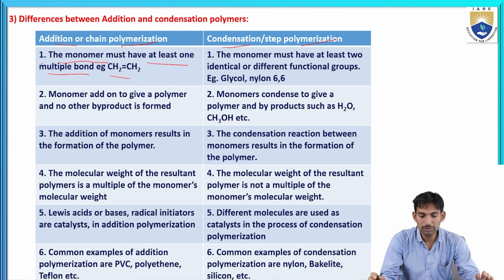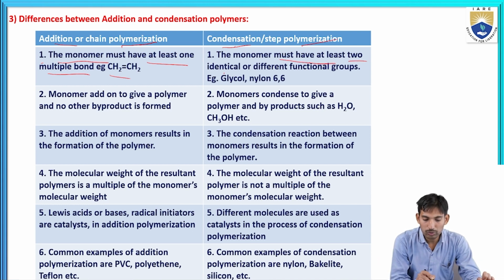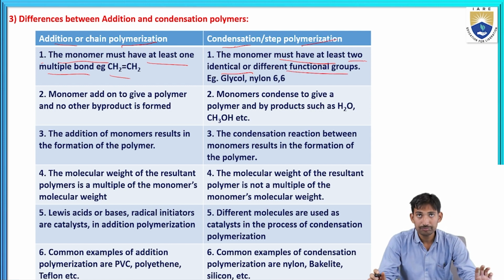In condensation polymers, the monomers must have at least two identical or different functional groups. Identical means two identical functional groups, like OH-OH or COOH-COOH. Different means one is one functional group and the other is another functional group, for example a hydroxy functional group and a carboxylic acid functional group, like that. The monomer must have at least two identical or different functional groups.